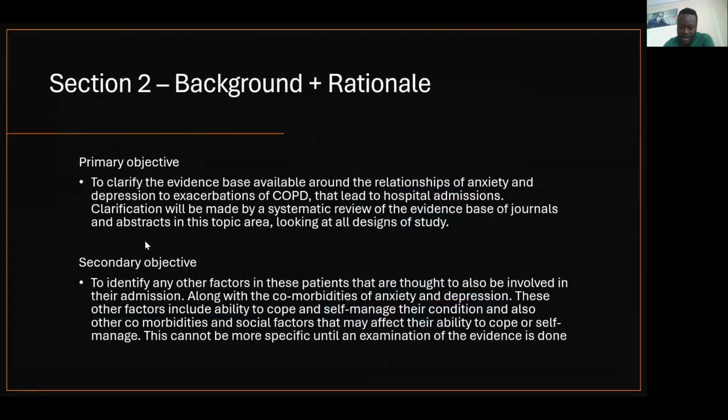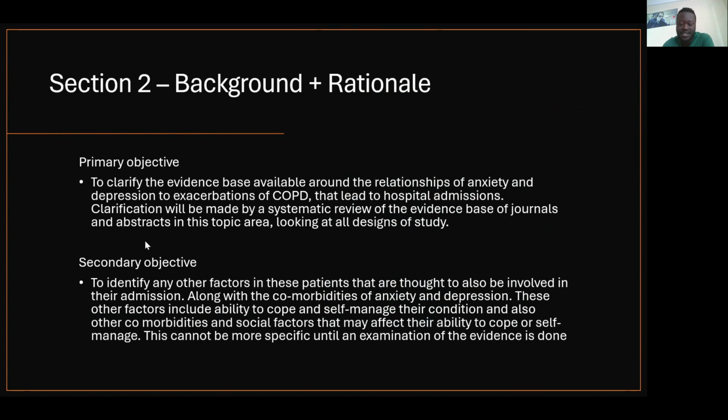For example, if your primary objective was looking at the relationship of anxiety and depression to COPD exacerbations that lead to hospital admission, as part of your inclusion criteria, you want papers that are looking at the population that has had a COPD exacerbation and also issues with anxiety and depression. That has to be part of your inclusion criteria because that's your primary objective and that's what you're looking for, which means a paper that talks about COPD exacerbation that doesn't mention anxiety and depression isn't useful to you.